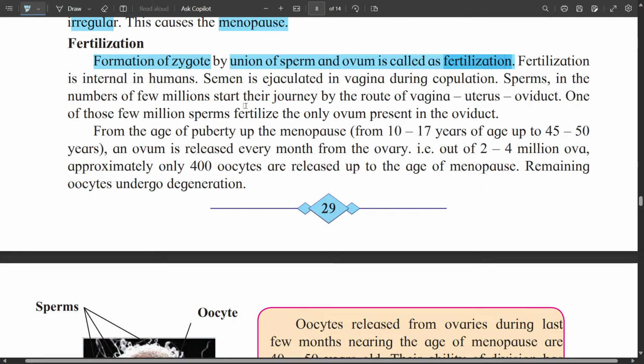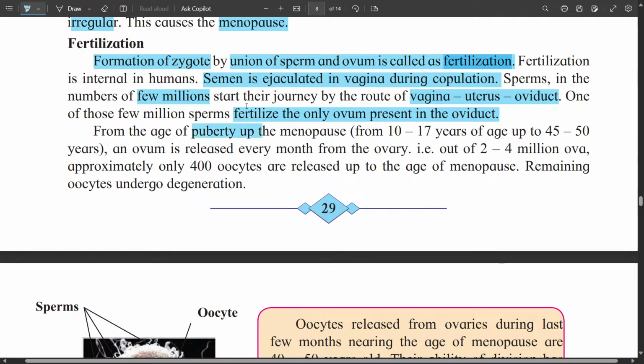In case of all mammals including human beings, fertilization is also internal and development is also internal. That means the development of the fetus occurs inside the female body. Semen is ejaculated in the vagina in the process of copulation. Sperms, in number of a few millions, start their journey by the route of the vagina, then uterus, then oviduct. One of those few million sperm fertilizes the only ovum in the oviduct.